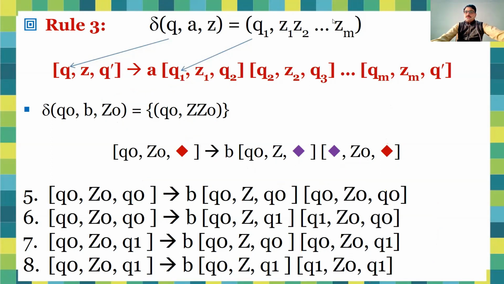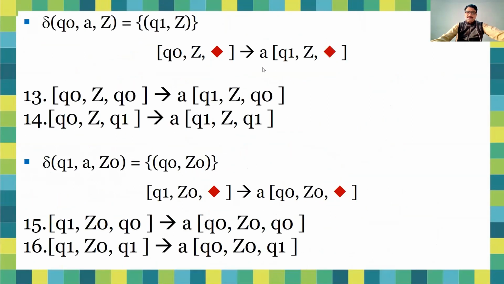Right? Now suppose there is only one element that you want to push into the stack. In this situation, what will happen? Just see here, this is the simple case where you are pushing only Z. So how can we find the total number of production rules? One symbol you are going to push, so 2 to the power 1, that is 2. So now you will have to write two production rules as per the given transition function.